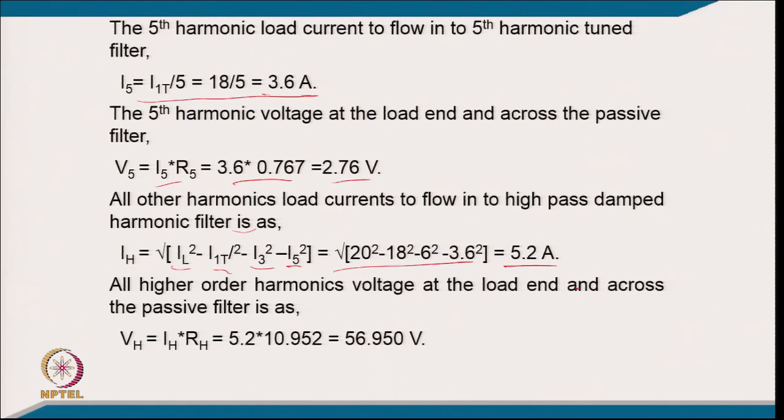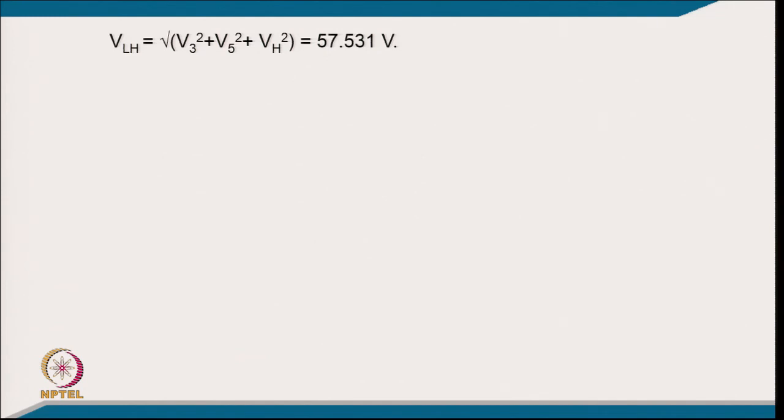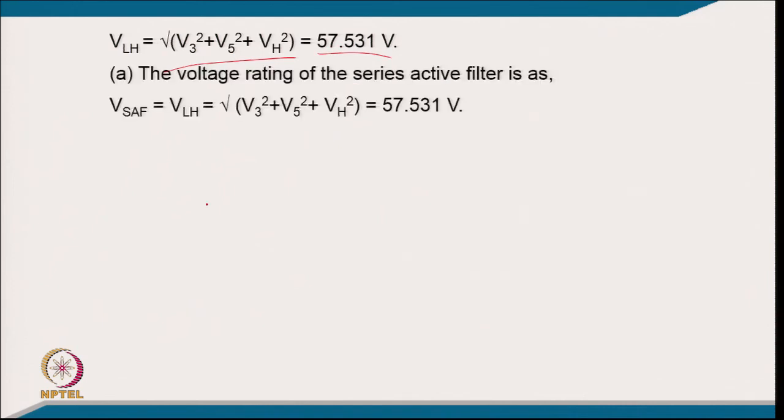All higher order harmonics voltage at the load end of the passive shunt filter is the harmonic current multiplied by the resistance. So, it comes to 56.95 volt, and all harmonic voltage other than the fundamental voltage at the load end and across the passive shunt filter is the RMS value of all harmonics, third, fifth and high pass. So, it comes 57.531 volt, and the voltage rating of the series active filter we can find out; these harmonic voltages we have to generate by the series active filter, so that much current goes into the passive filter.